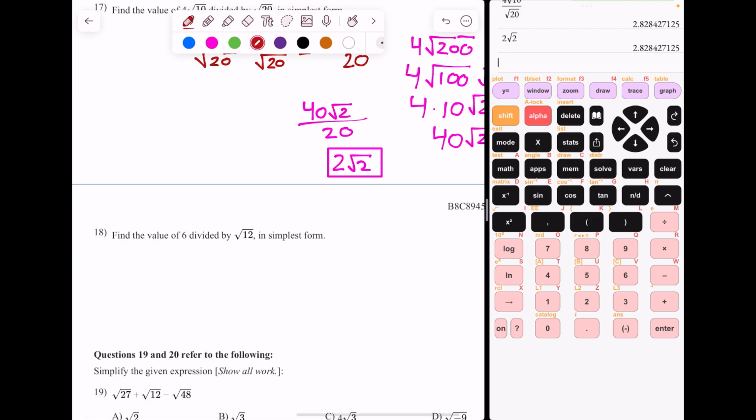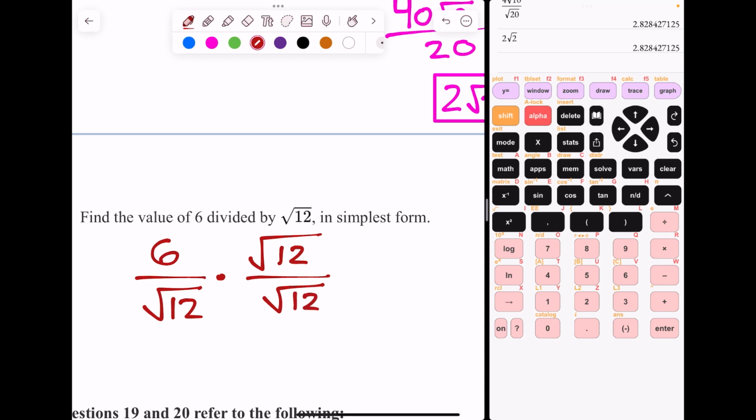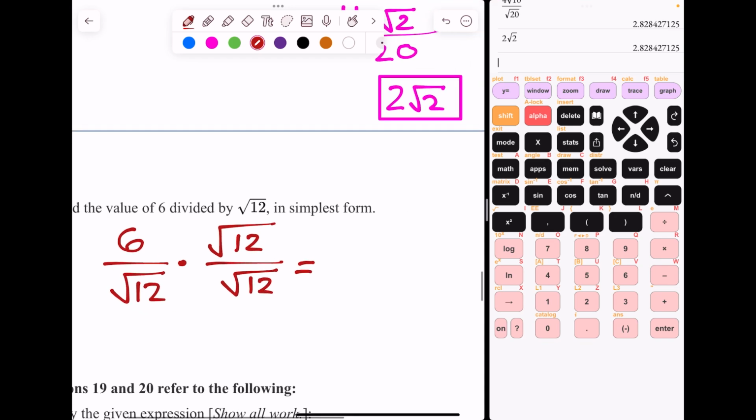Find the value of 6 divided by square root of 12 in simplest radical form. So I'm going to multiply both the top and the bottom by square root of 12. This is called rationalizing the denominator. So on the top, I would just have 6 radical 12, not 6 over radical 12. They're being multiplied together. And radical 12 times radical 12 is just 12.